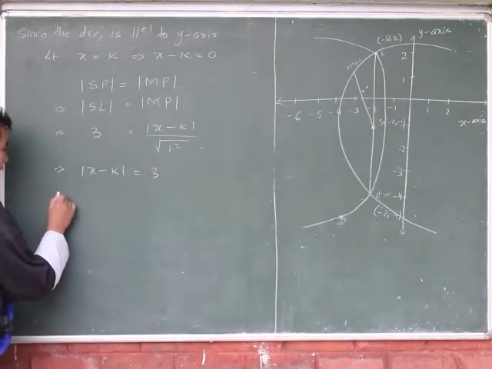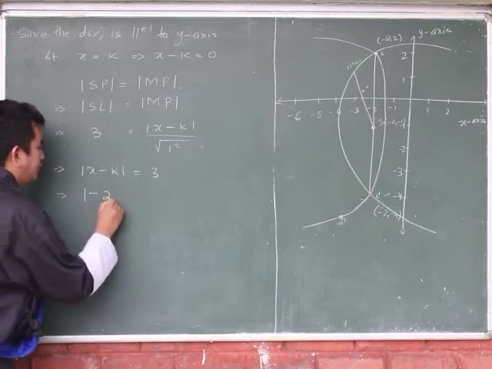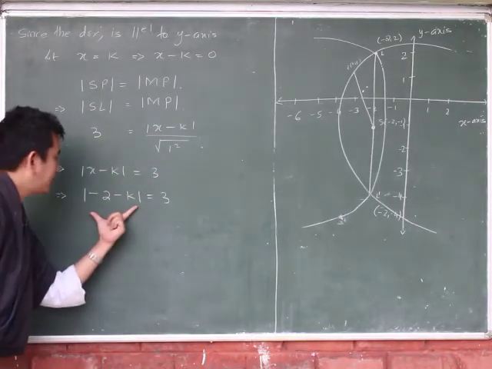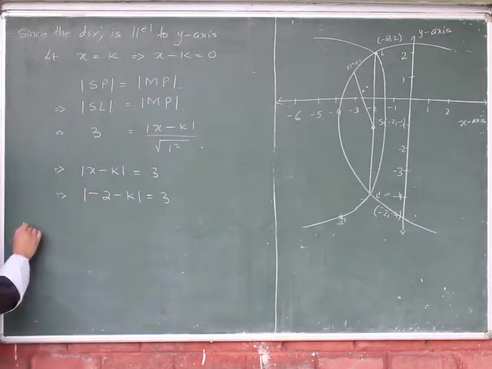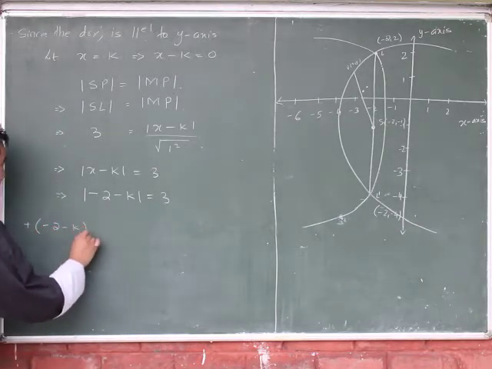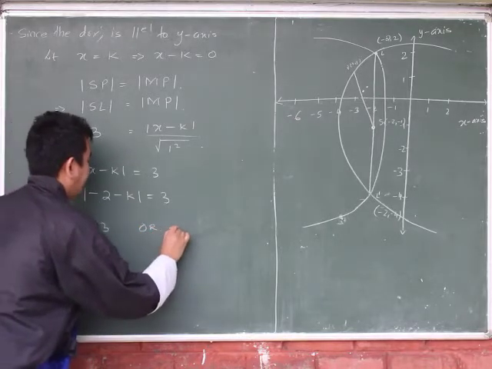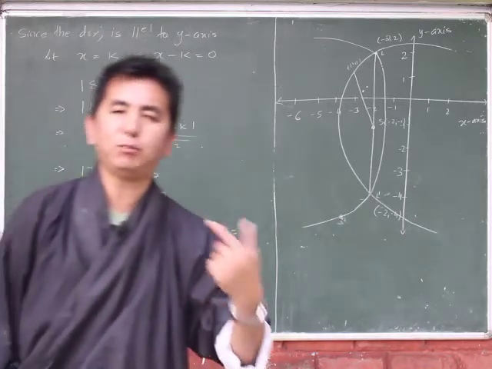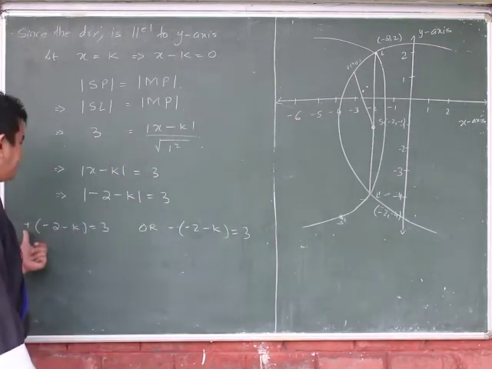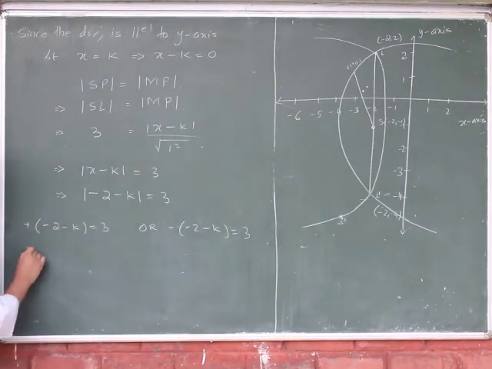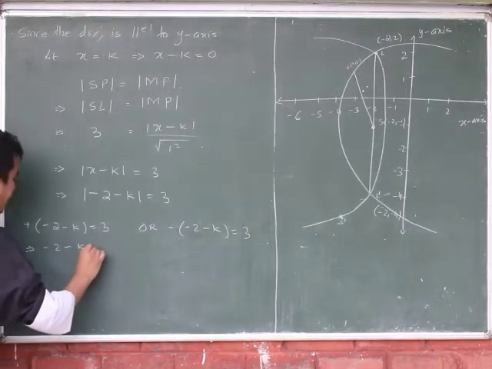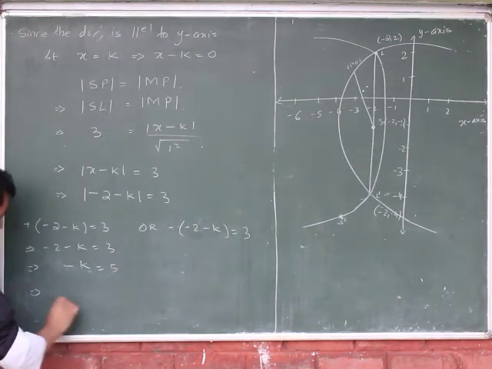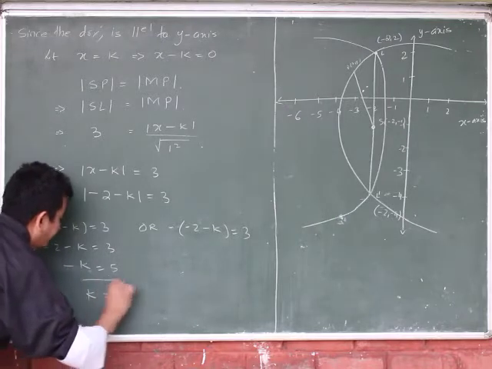So substitute here, which implies the x value is negative 2, minus k is equivalent to 3. Now this is a modulus. Modulus means either positive, negative 2 minus k is equal to 3, or negative of negative 2 minus k is equal to 3. Modulus means you will have two values, one positive and one negative. Now open the bracket: negative 2 minus k is equal to 3, which implies negative k is equivalent to 5, implies k is equal to negative 5.